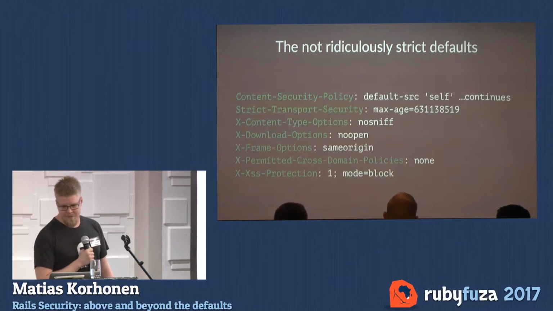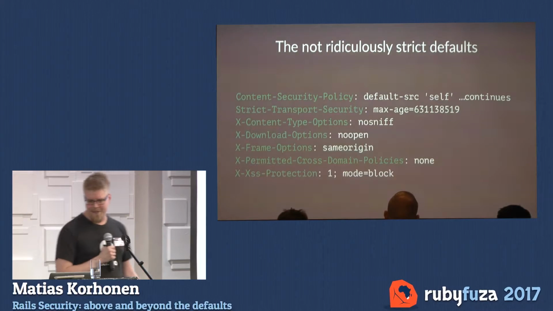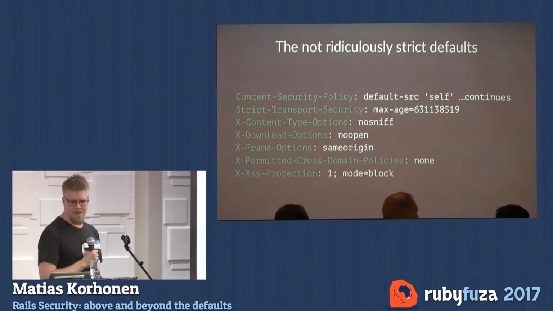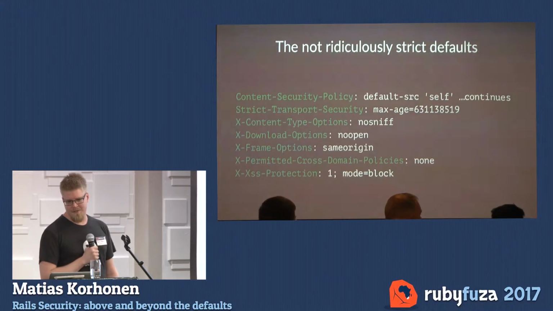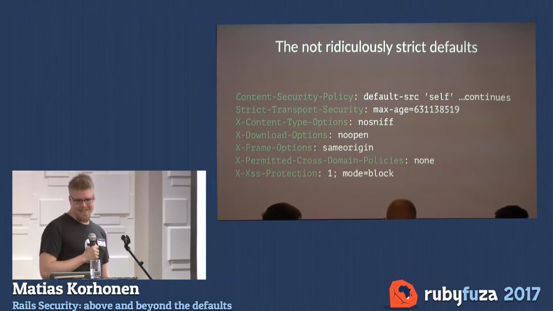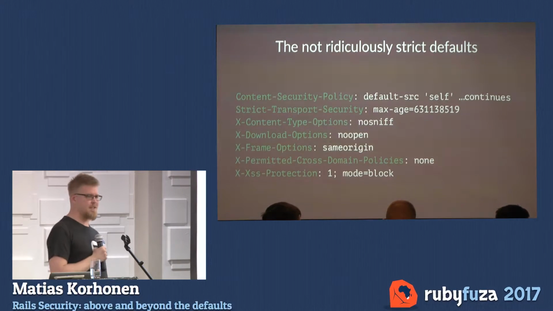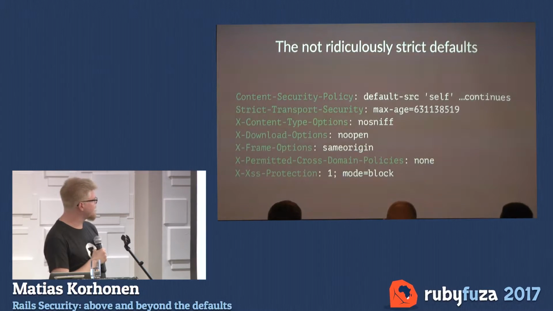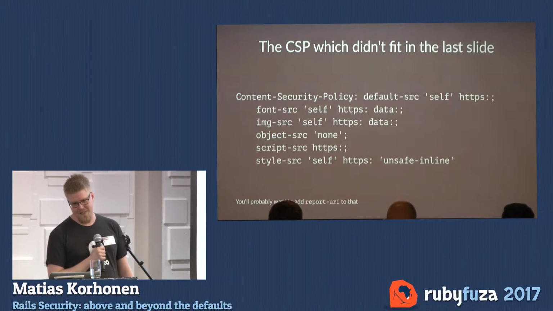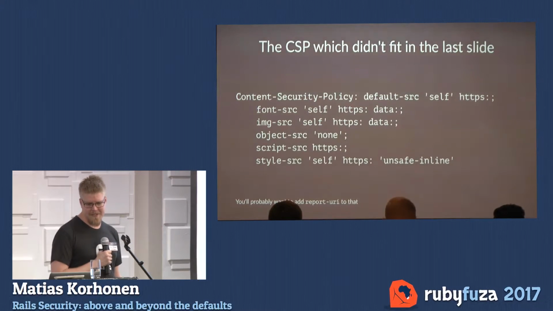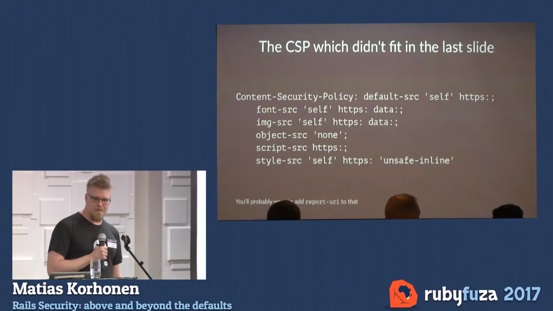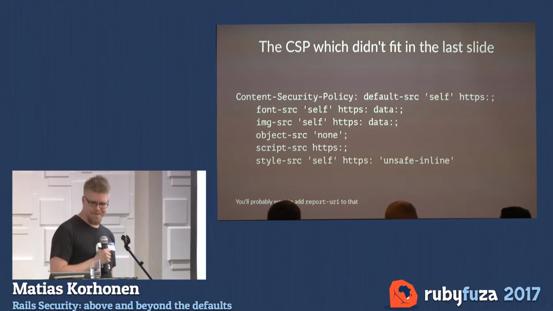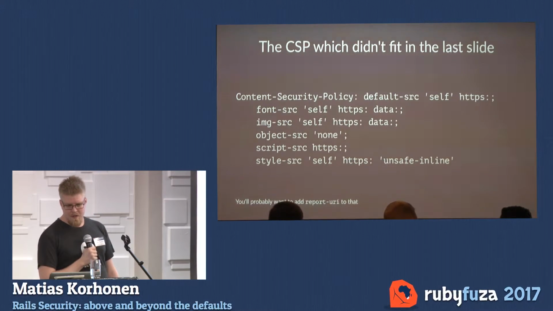If we look at what the default headers are, it'll add the content security policy, which we'll look at in the next slide. It adds X-Download-Options, which mitigates against some Internet Explorer vulnerabilities. And it adds X-Permitted-Cross-Domain-Policies, which restricts Adobe Flash's access to data. And the rest are just the defaults that you would have in Rails anyway. And if you look at the content security policy it adds by default, essentially for almost everything, it allows assets from the same origin and over HTTPS. And you might want to add report-uri to that as well.